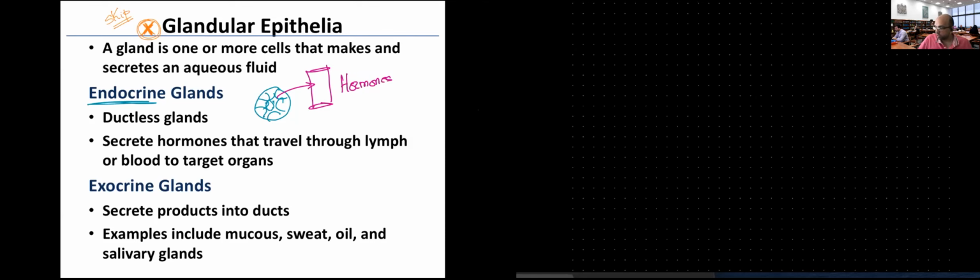I have another type of glands. Those are the exocrine glands, and those are going to be producing their secretions to travel through ducts into the lumen. Like, for example, the mammary glands are going to be producing the milk through a duct for it to be ejected out.